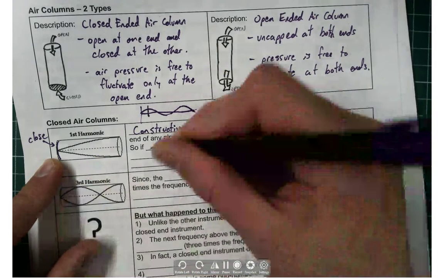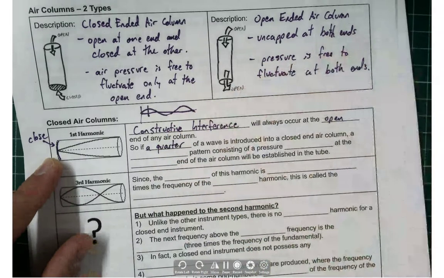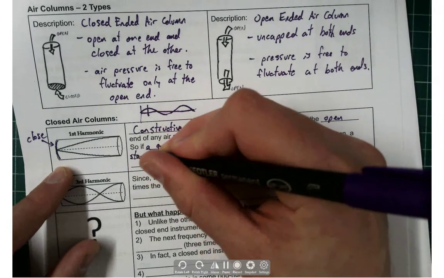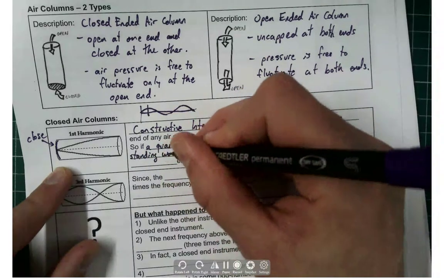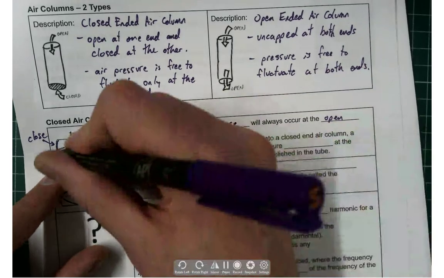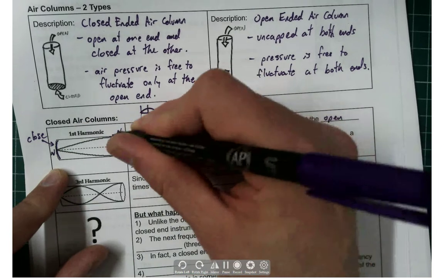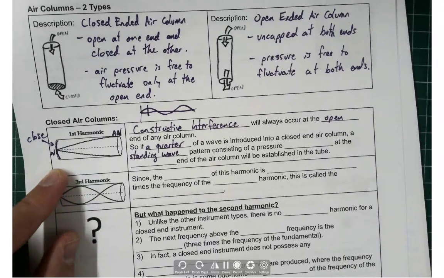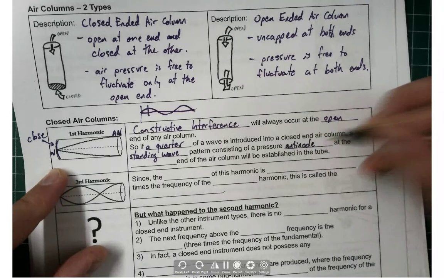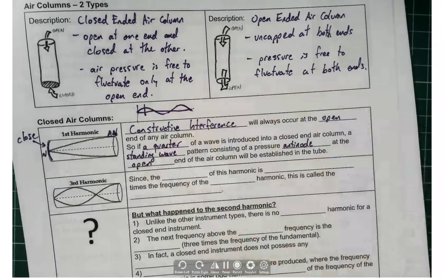So if a quarter of a wave is introduced into a closed-end air column, we say that a standing wave pattern consisting of a pressure antinode, look, this is a node. We've talked about nodes and antinodes. This is an antinode, maximum fluctuation, right? A pressure antinode at the open end of the air column will be established in the tube.